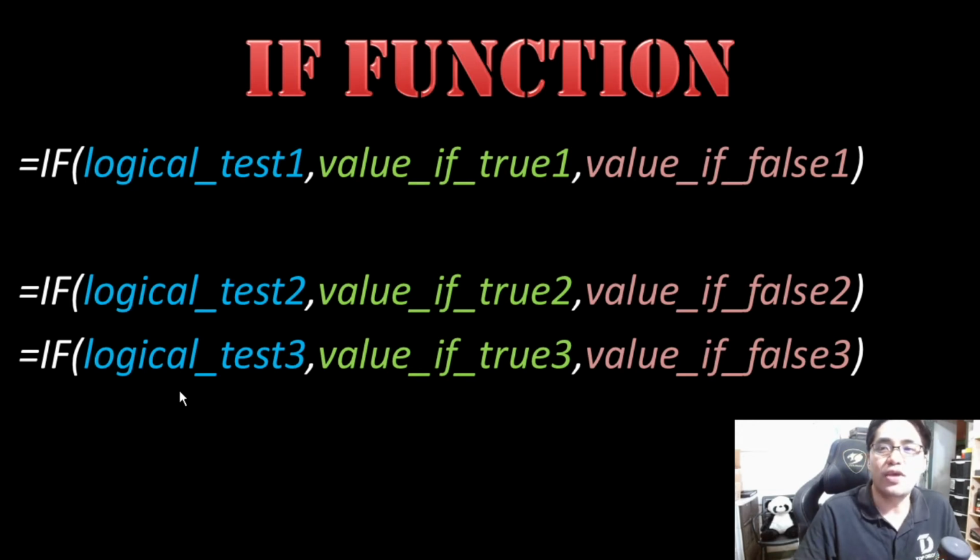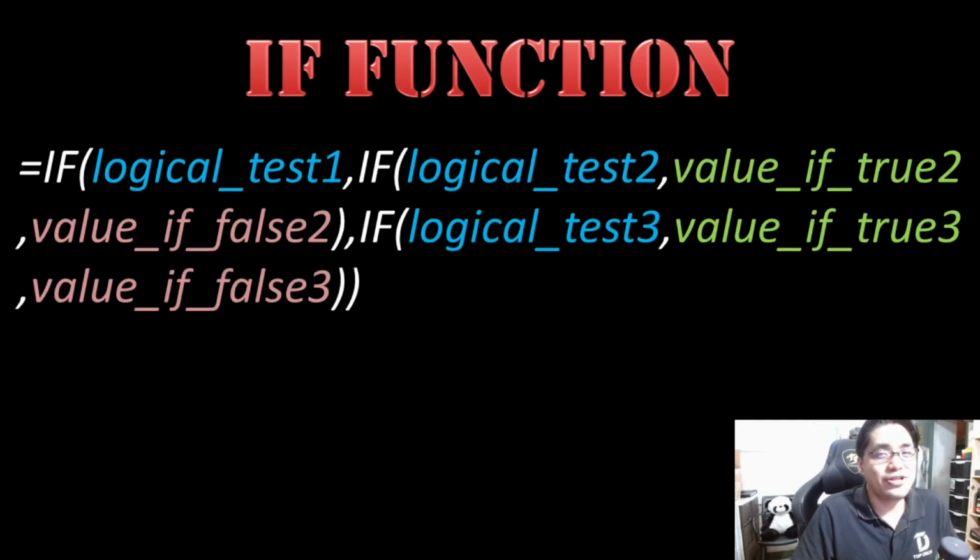Essentially, what you want to do is replace both value if true 1 and value if false 1 with if functions. In other words, the first if function branches out into 2 separate if functions, depending on whether the first logical test turns out to be true or false. So value if true 1 will be replaced by the second if function, and value if false 1 will be replaced by the third if function. So what you will have will look something like this.